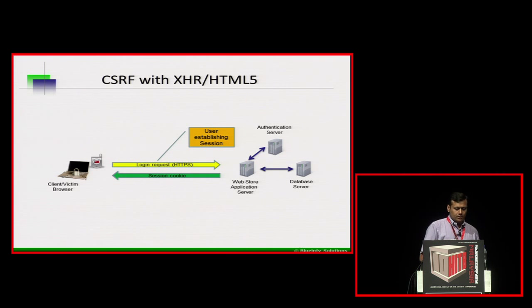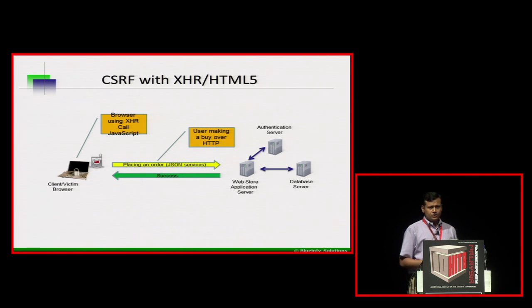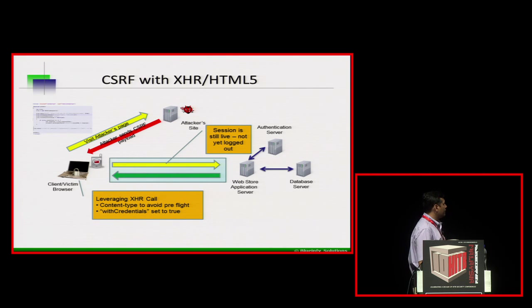So let's take an example. You have a site where you log in over HTTPS and you get a session cookie. Now, the site will say, okay, you want to buy some product. It will make an XHR call, and using JavaScript, it will send the actual object, or some kind of JSON stream back to the server, and you are successful. Now, your session is still live, and you end up on the attacker's site. As soon as you visit the page, you will ship the CSRF load to your browser, and that browser will have a content type to avoid pre-flight and withCredentials set to true.